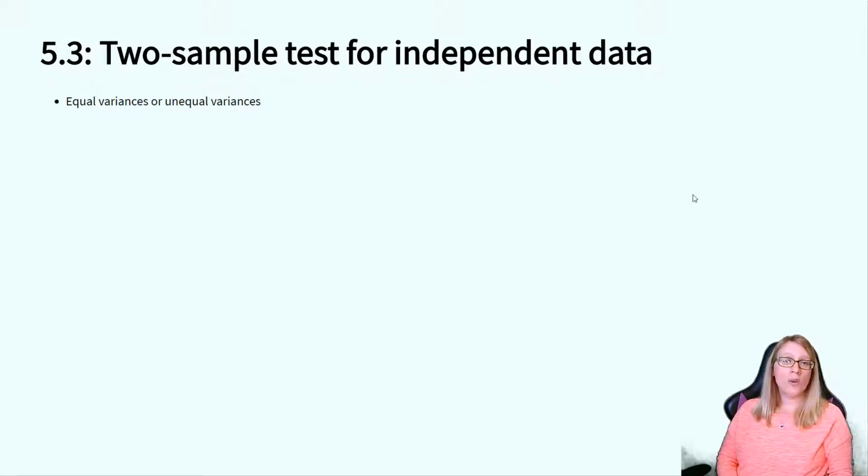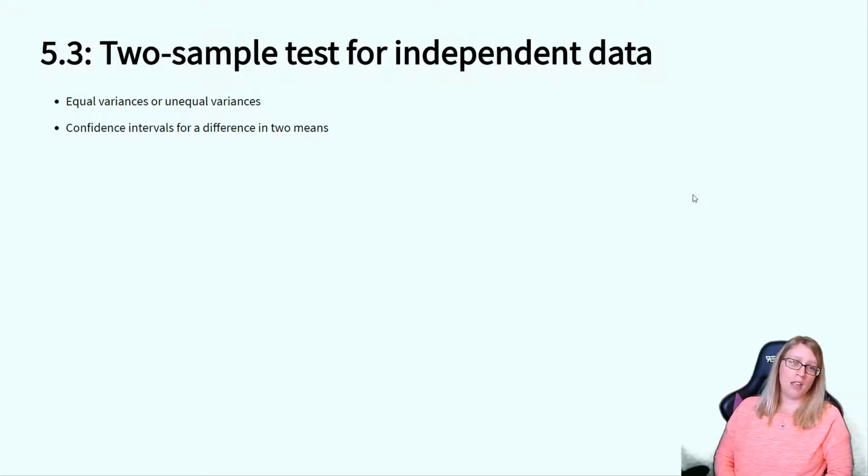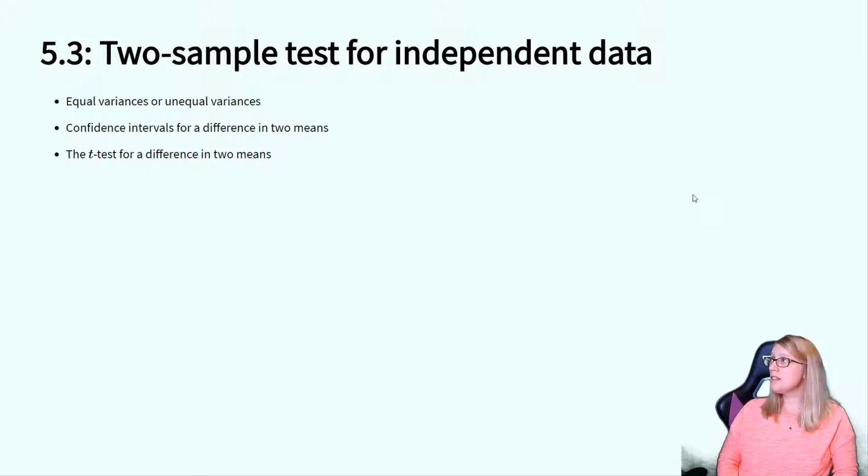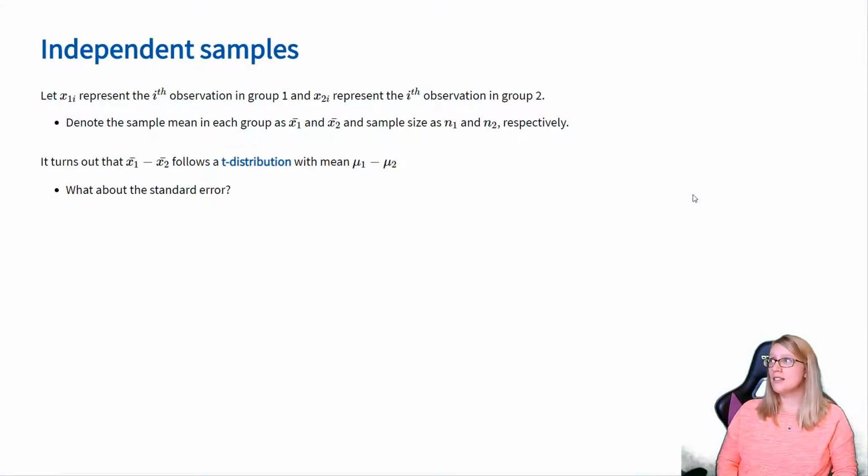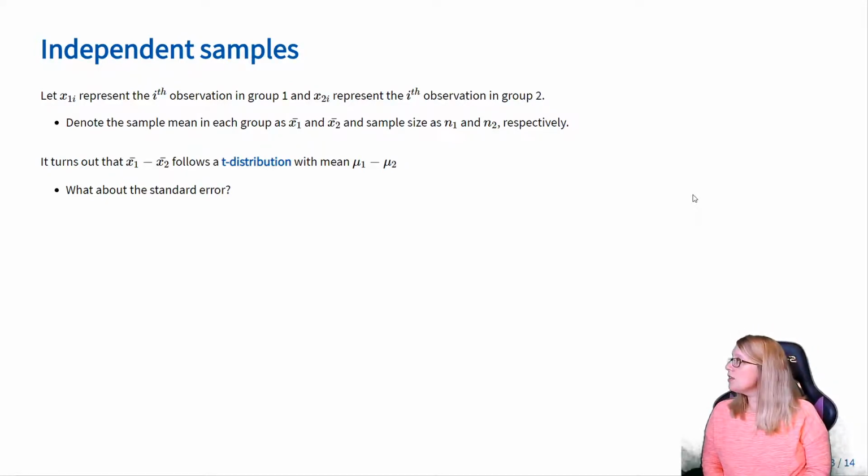The answer to that question will affect how we do our calculations and come up with an answer to this question. After talking about how to answer this question of which assumption we should make, we'll introduce confidence intervals for the difference in two population means, as well as a test for the difference in population means. So let's start with some notation.